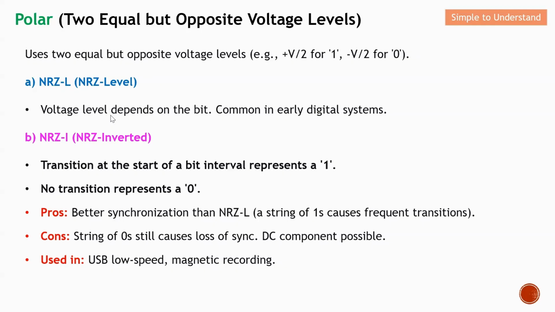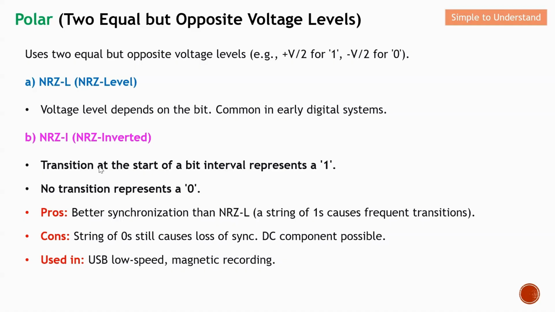Let's just focus on non-return to 0 inverted, which is slightly tedious. Firstly, the transition at the start of the bit interval represents a 1. No transition represents a 0. Let me use my own words to illustrate these two points. Let's say the next bit is equal to 1. Then I will have a transition, for example, I can change from low to high or high to low. If my next bit is equal to 0, then I will not have any form of transition.